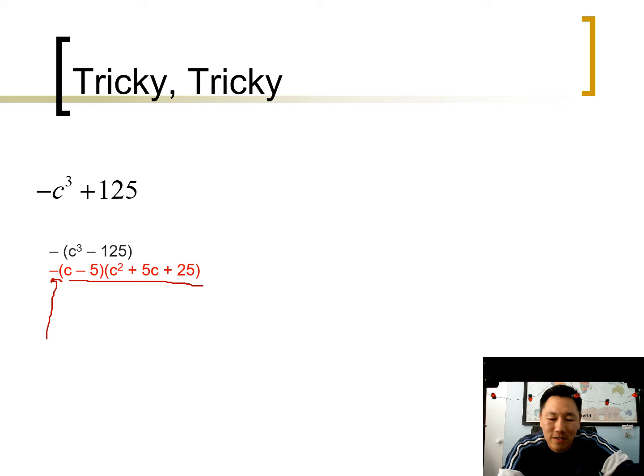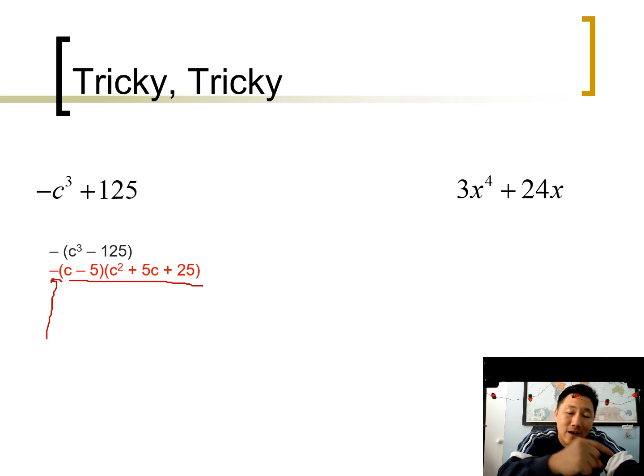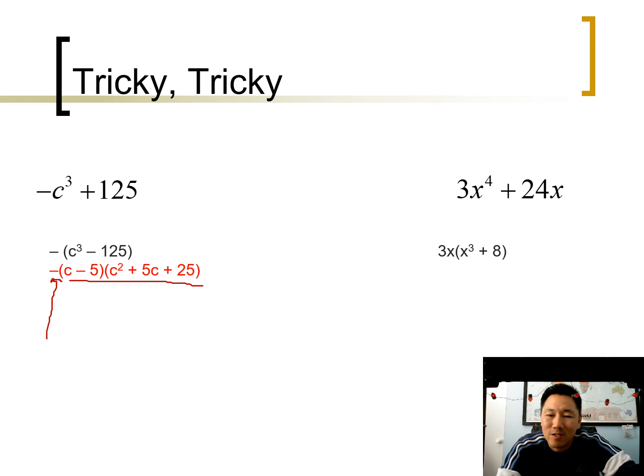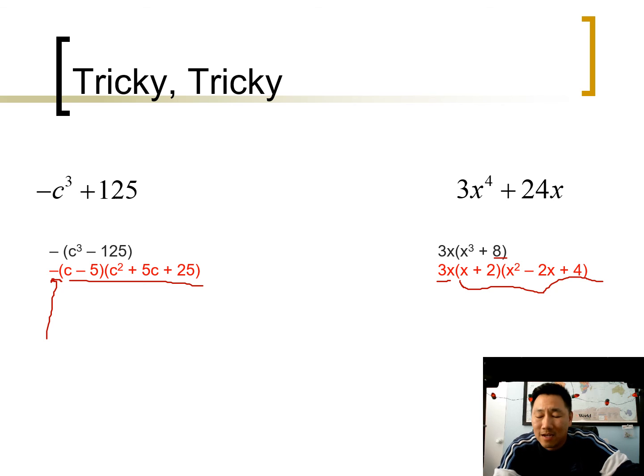Okay, last one for the day. 3x to the 4th plus 24x. What can I pull out first? I can actually pull out 3x to the front, and I'm left with x to the 3rd plus 8. And then, of course, the 8 is a perfect cube. It's 2 times 2 times 2. Using the formula, I have the 3x that I pulled out, and then this part is the formula. x plus 2 times the quantity of x squared minus 2x plus 4.